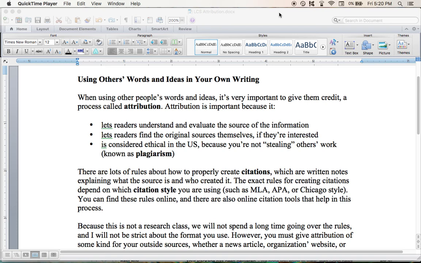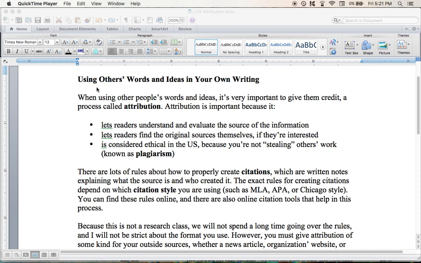Now, those outside sources could be interviews that you do with other people, or they could be news articles, or they could be an organization's official website. It's up to you. But either way, you're going to be using other people's ideas and probably words in your own paper. So you need to understand how to refer correctly to outside sources.